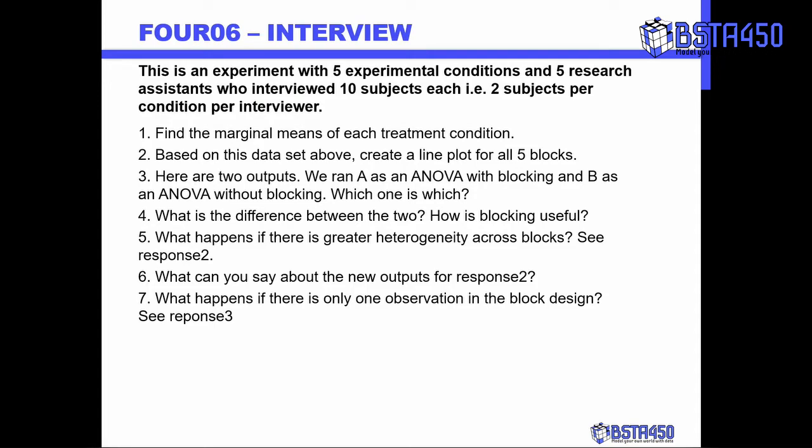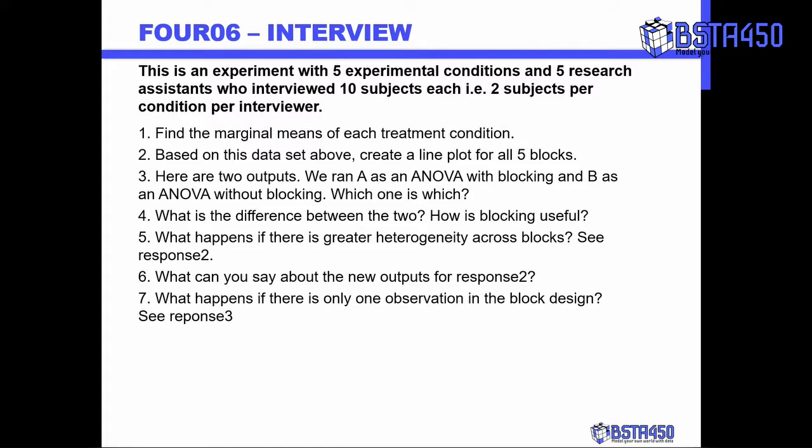Let's take a look at this example. It doesn't have a big context. The idea is very simple. You have 10 subjects that are interviewed by 5 research assistants, and each assistant will be using different types of treatments to interview. So you can have one treatment where you're very nice, one treatment where you give a hug, one treatment where you give a handshake, one treatment where you don't say anything, and one treatment where you act as a third person, for example. And we're going to answer the following question. Find the marginal means of each treatment condition based on this data set above. Create a line plot for all 5 blocks.